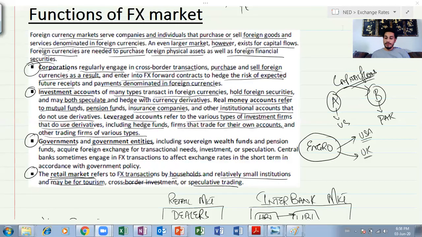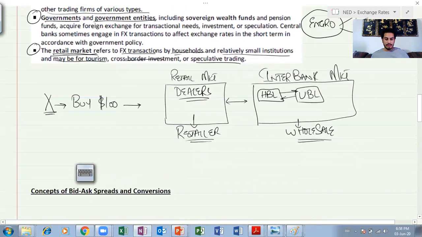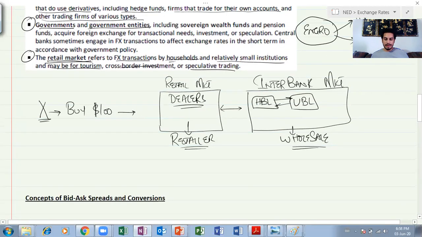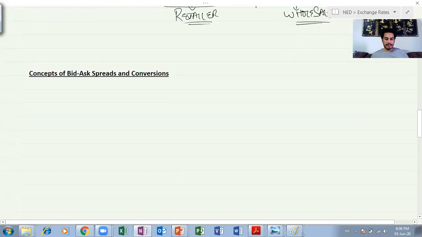So now we are moving forward. Hum aage dekhte hain ki what things we're going to see now. So let's move forward. We did understand the retail market, the bank market. Now let's take a slight concept of conversions. How do we convert currencies? And a slight concept of bid and ask spread.